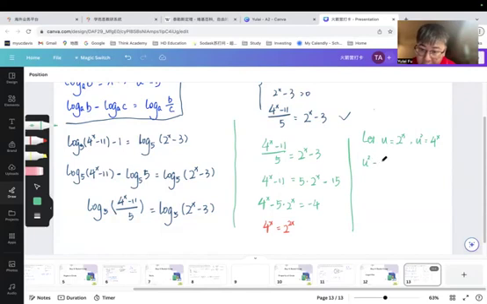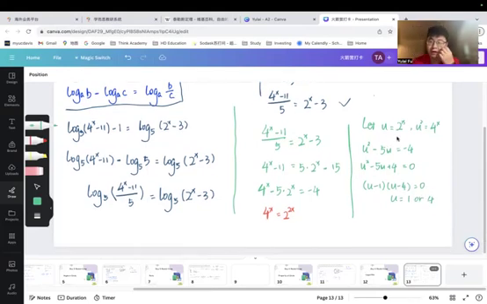Then we have u squared minus 5u equals negative 4. So this gives us u squared minus 5u plus 4 equals 0. We can use the cross method to factorize this equation. So we have u minus 1 times u minus 4 equals 0, and u is either 1 or 4.